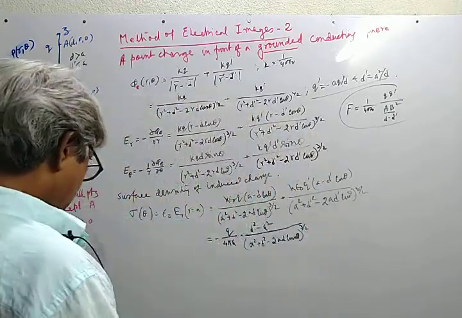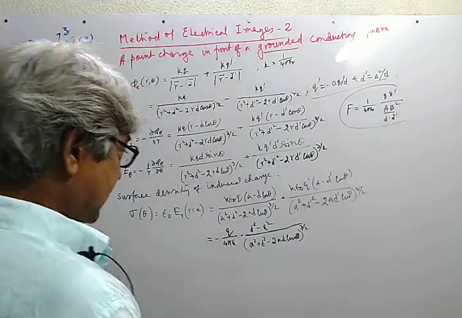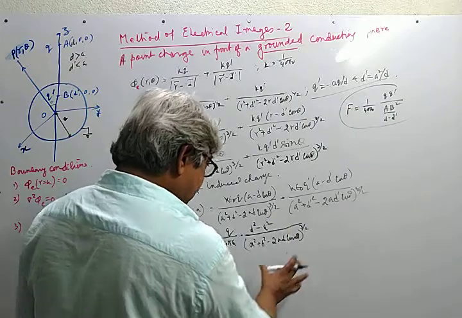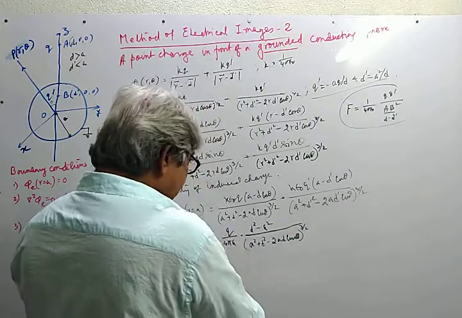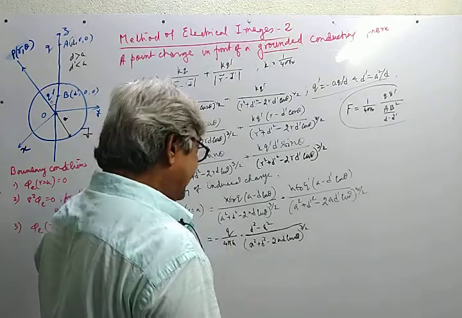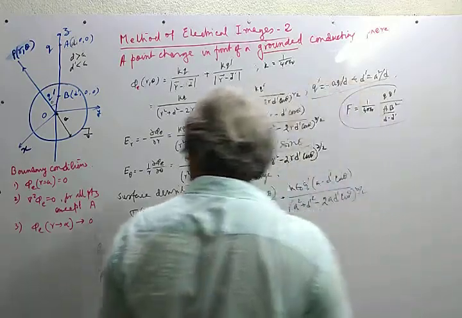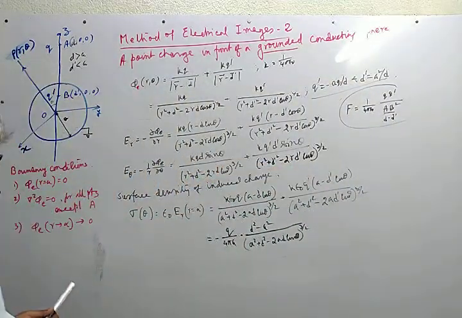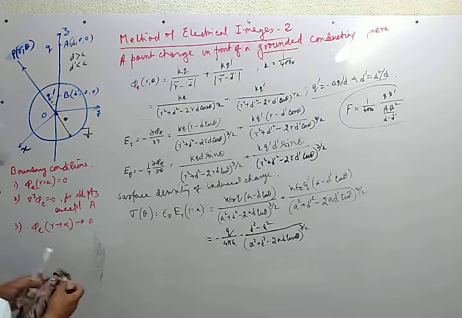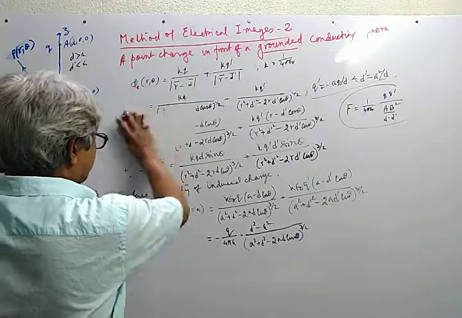This is the surface density of charge. You notice that this part is positive always. If q is positive, then the inducing charge is all over negative. Let me first calculate its minimum and maximum values.